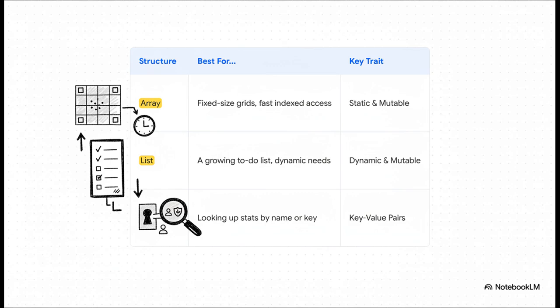If you have a collection that needs to grow and shrink, like a shopping list or a to-do list, you want a list because it's dynamic. And if you need to look up data using a unique name, like looking up a player's stats by their username, a dictionary is absolutely perfect because it stores everything in key value pairs.